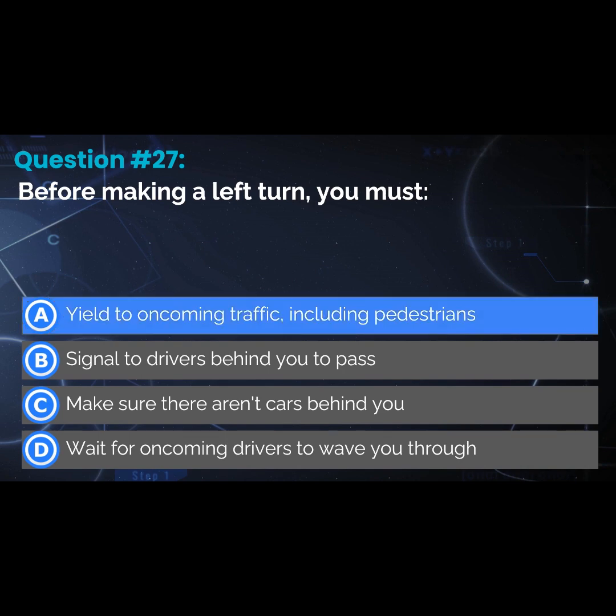The correct answer is A. Yield to oncoming traffic, including pedestrians.